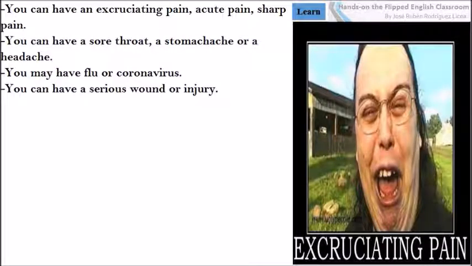You can have an excruciating pain, acute pain, sharp pain. You can have a sore throat, a stomachache or a headache. You may have flu or coronavirus. You can have a serious wound or injury.